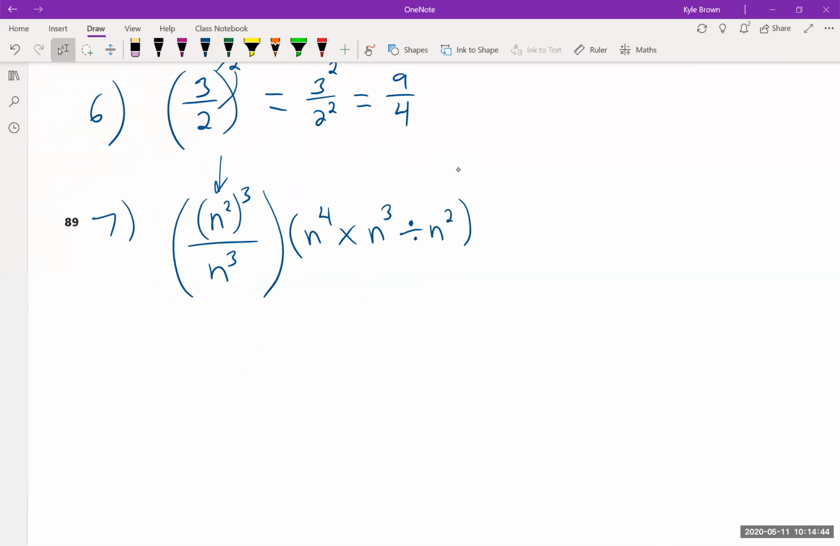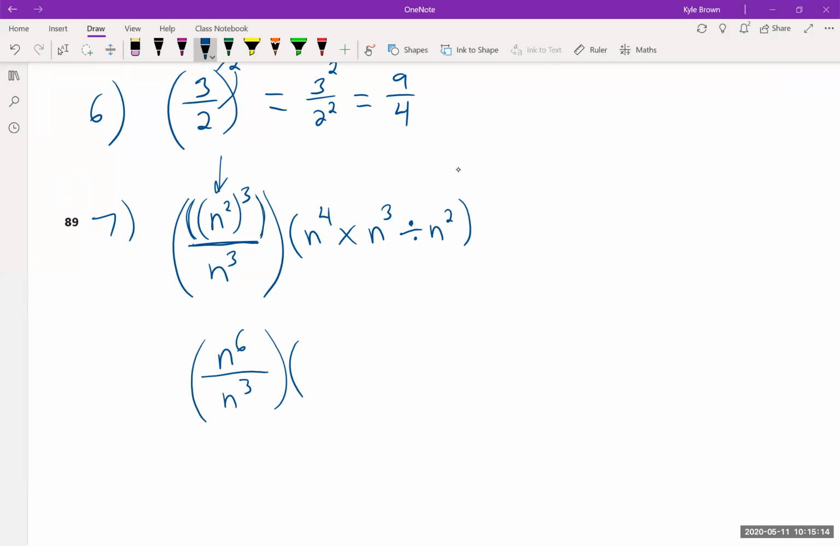All right, so this first one here, right? So we want to do inside the brackets. And I'm going to do the top here first, right? Because that really is in brackets, it's all over this one. So I'm going to get rid of that one first here. So that'll be n to the power of 2 to the power of 3. That's really n to the power of 2 times 3, right? With the exponents there. So that's going to be n to the power of 6 over, and then I'll just write it all again, n to the power of 3.